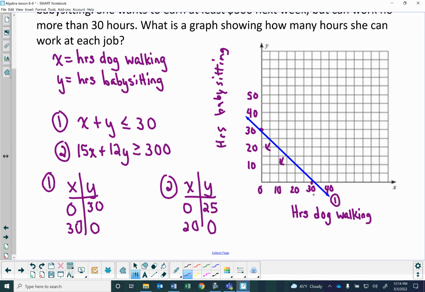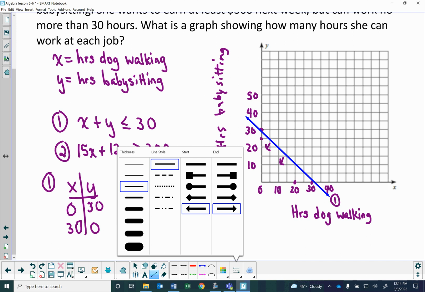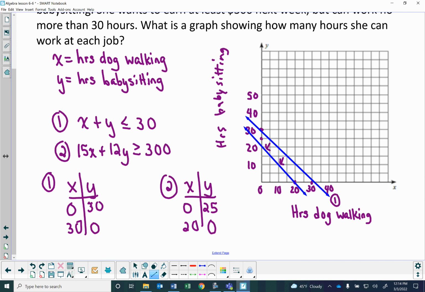Number 2, my x-intercept is at 20, 0. And my y-intercept is 0, 25, which is here. Notice how close together these lines are. They're really, really close together, which is okay. But now you know why you have to be fairly accurate. Wow, that was a terrible line. And graph that slightly better. There we go. This is equation number 2.